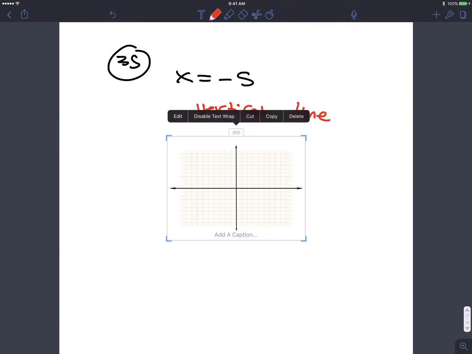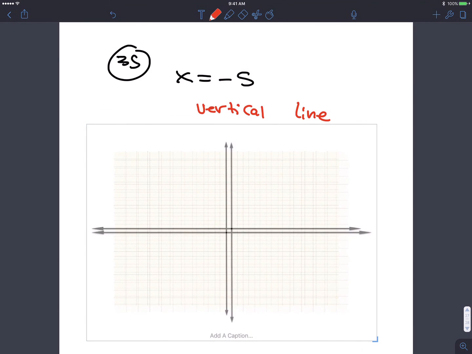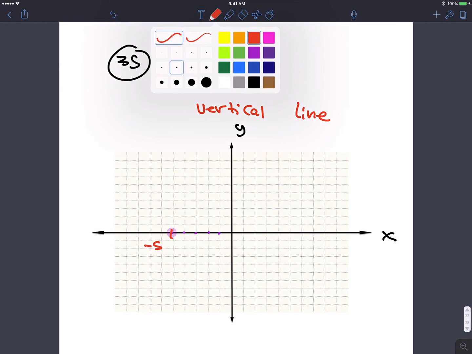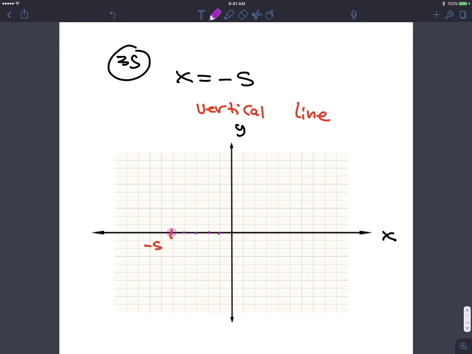Number 35 is similar. x is -5. What that means is we have a vertical line through the value x is -5. So we have an x coordinate, we have a y coordinate. Draw a line through -5 on the x-axis. 1, 2, 3, 4, 5. Here's my location. x is -5. Let's draw a line. And you're done. This is the line that's vertical that goes to the x-coordinate of -5.